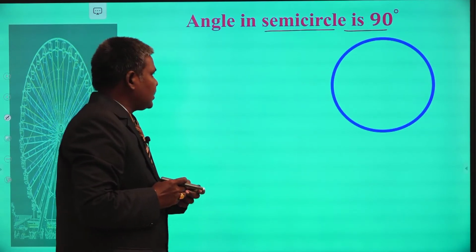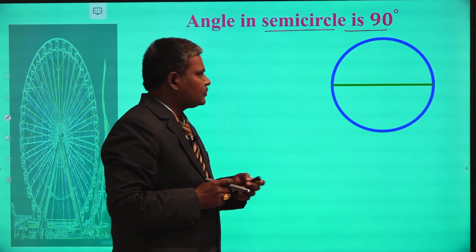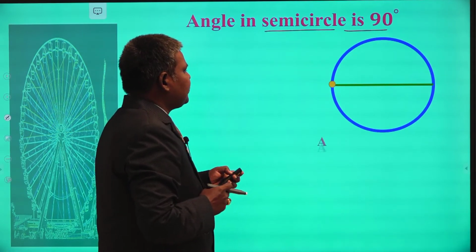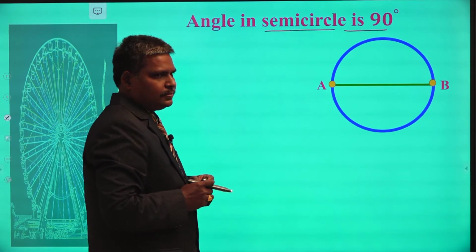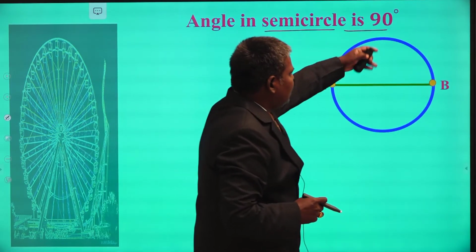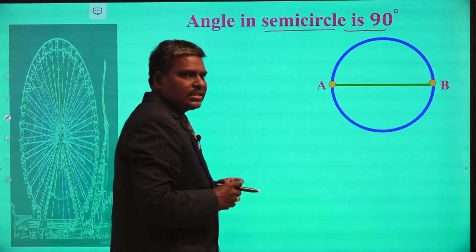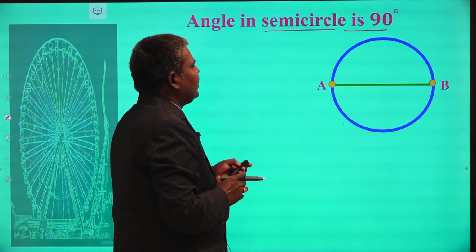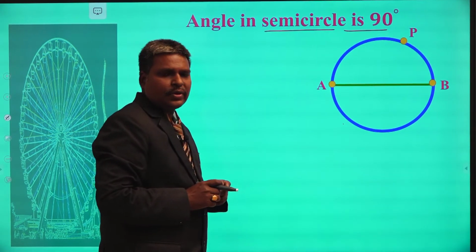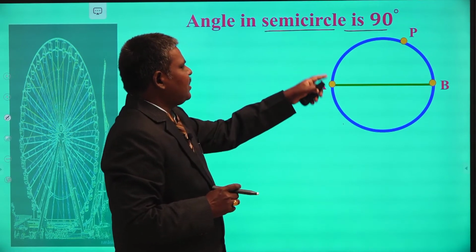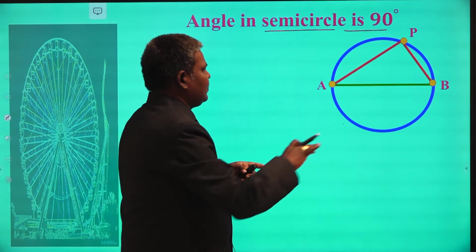This is your circle. It is one of the diameters. These are the extremities of diameter, A and B, as shown in the figure. This is half of the circle. This is the other half of circle. That is semicircle. You take any point on the circumference of circle, that is P, say. Okay. Now join AP and BP like that. This is AP and BP.